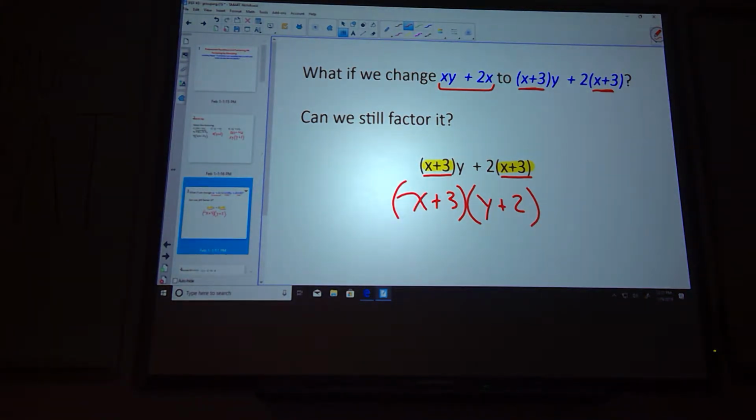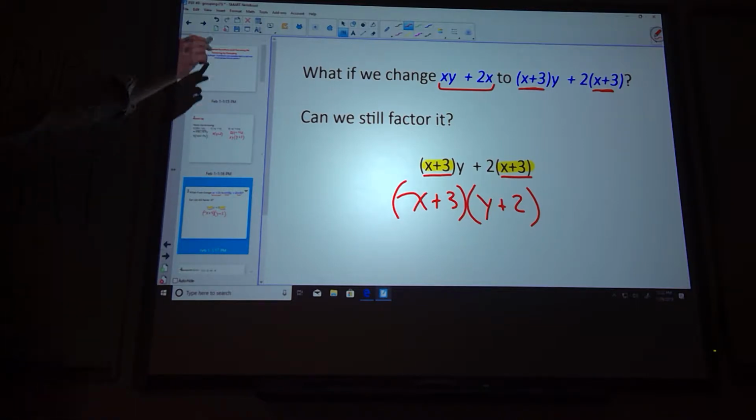So factor by grouping. Factoring by grouping has actually become a very powerful tool for you as we start progressing through factoring a trinomial, which will start tomorrow. Any questions on that? Good? Okay.